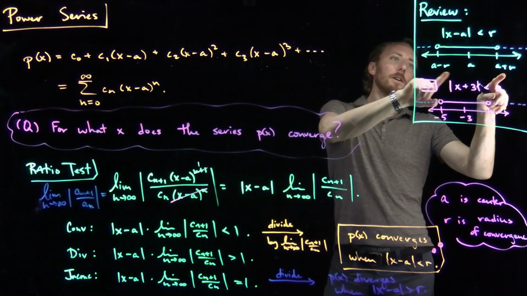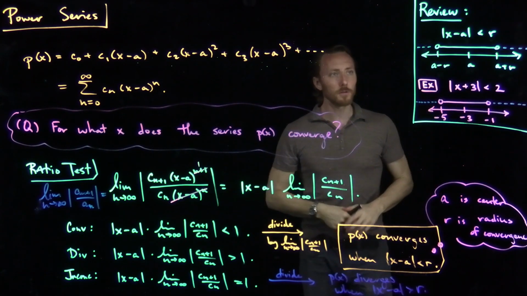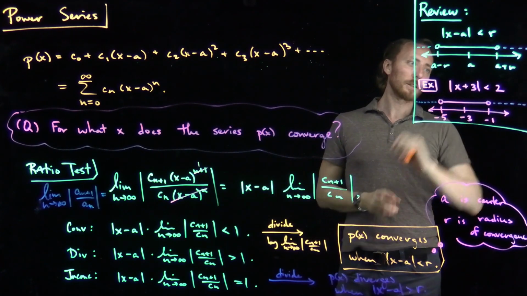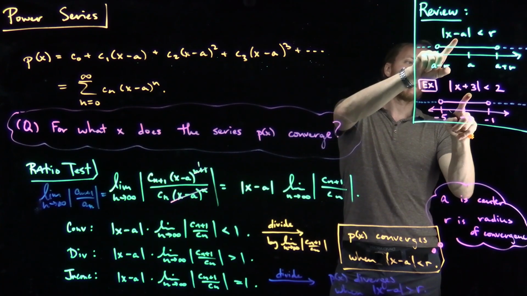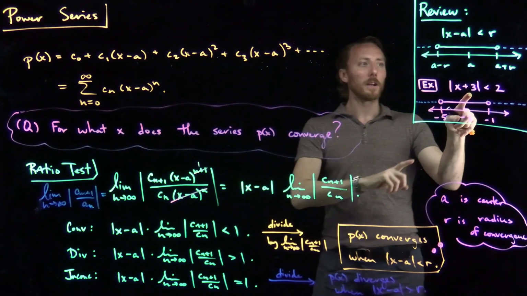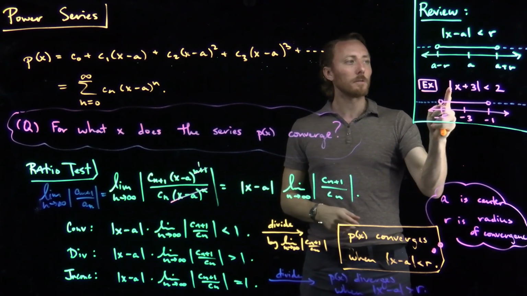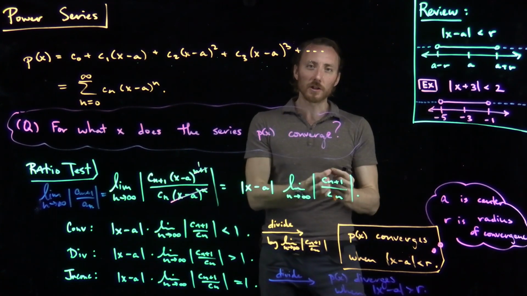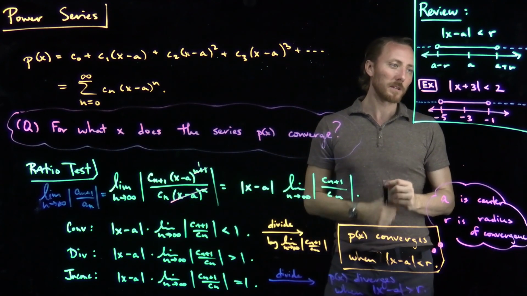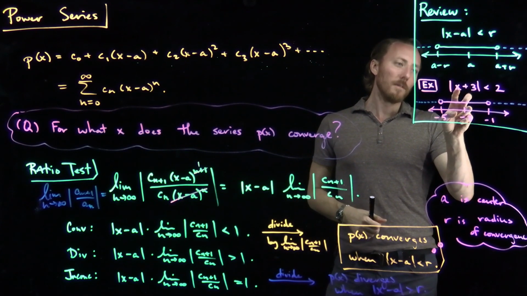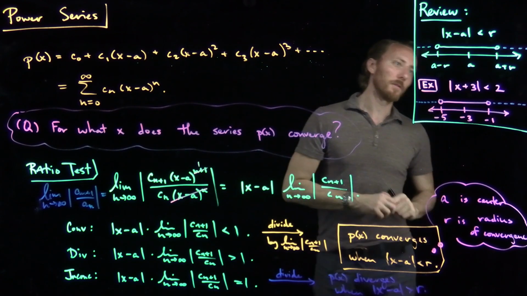And you go to a plus r and a minus r on either side for your solution. To see an example, what if we had |x + 3| < 2? Now here, x + 3 means that our a is -3, and it makes sense that our center would be -3, because plugging in x = -3, that absolute value gets as small as possible. That absolute value becomes 0. And so x = -3 is the center of our interval of consideration.